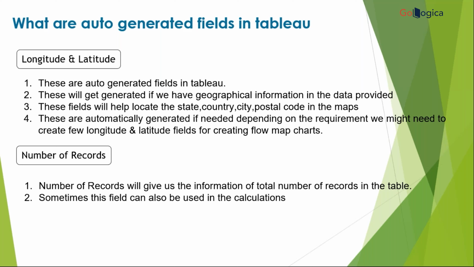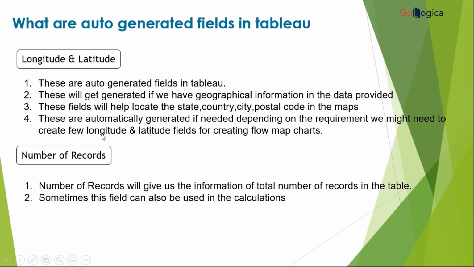So this is also an auto-generated field in Tableau, which will get generated if we have any geographical information in the data. Let's say country, state, city, district, or pin codes. So all these things will come under geographical information. And for every geographical information, Tableau will automatically generate longitude and latitude for that. So these fields will help locate the state, country, city, postal code in the maps.